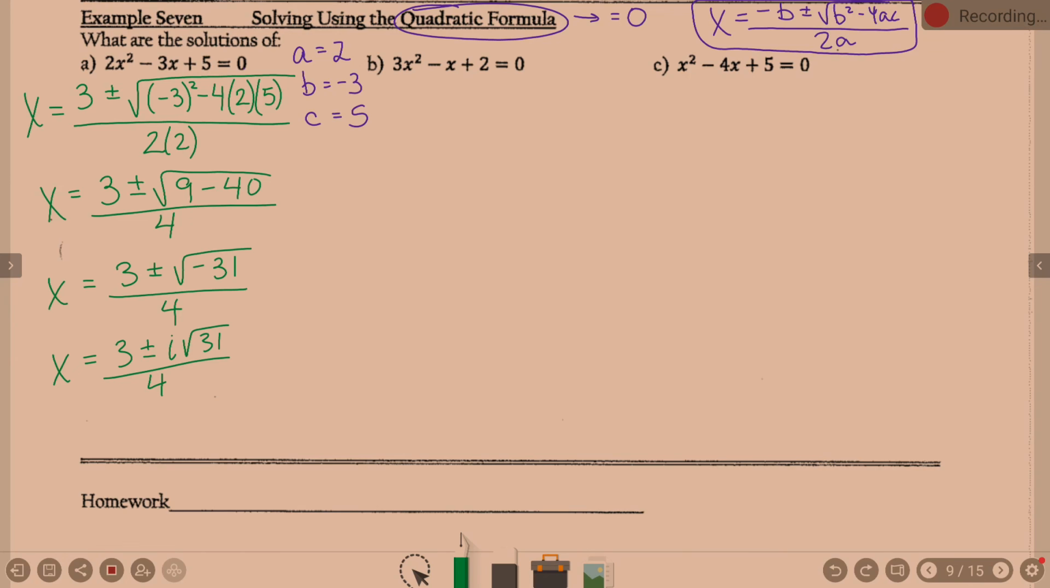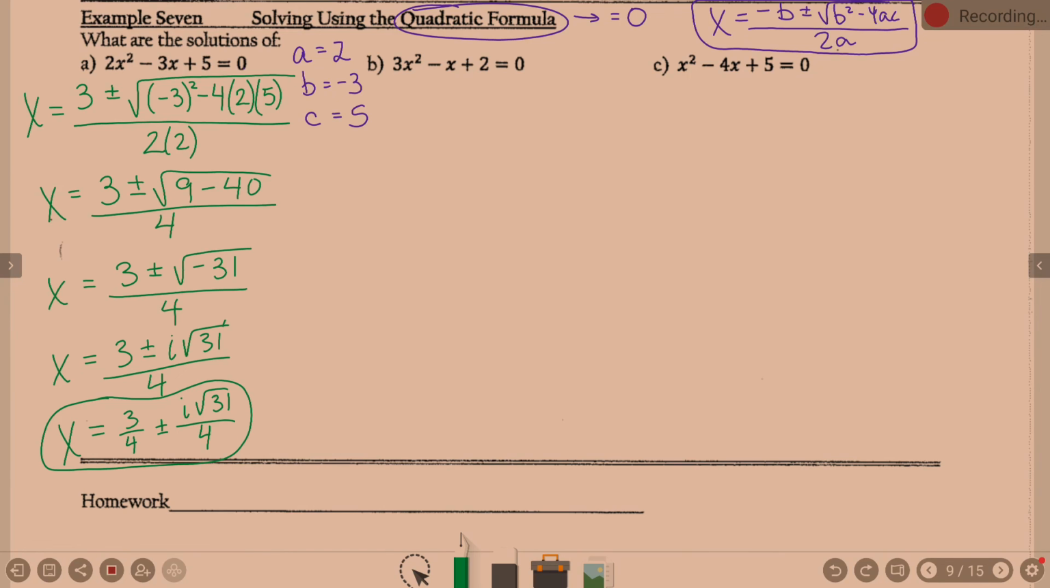But they're going to want it in a plus bi form. Which means, okay, what do we know about this denominator of 4? It goes with both pieces. And so one way to write this is 3 over 4 plus or minus i square root of 31 over 4. And I don't know, maybe I'll let you leave it as one big fraction. Give it a try and see what happens. I just can't guarantee it. So that's one way to write your answer. And those don't reduce, so I'm just going to leave them.